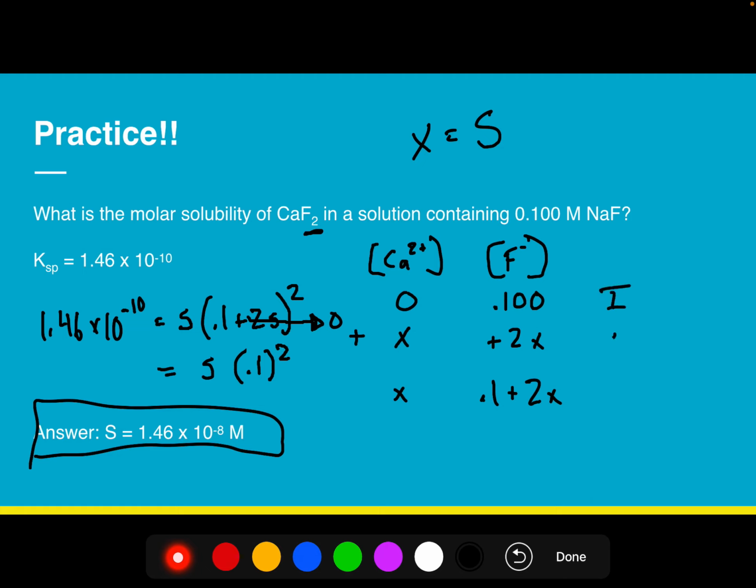Now, over here, this is your ICE table. Sorry, I probably should have done that, but there's no reactants in this one because this is a solid.